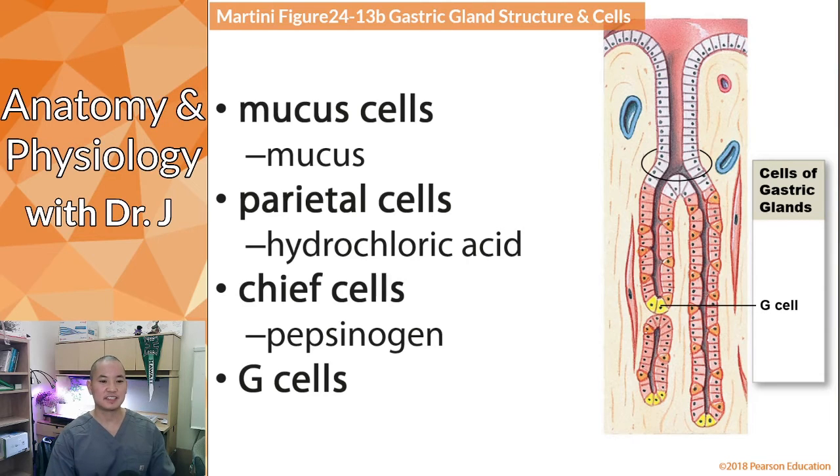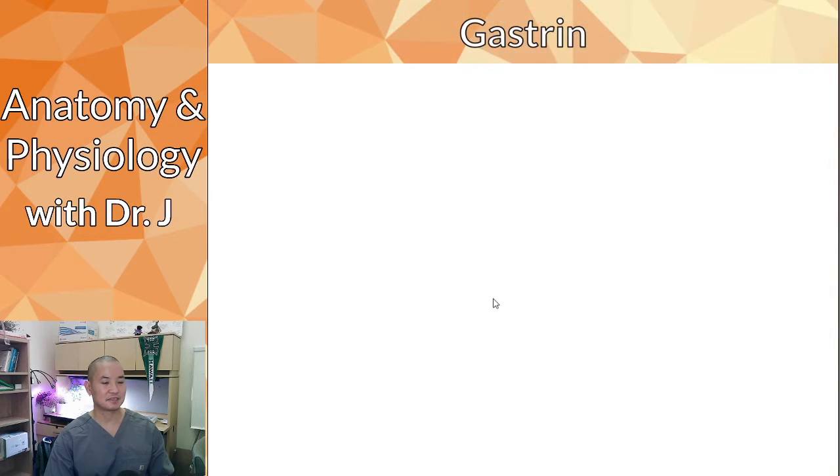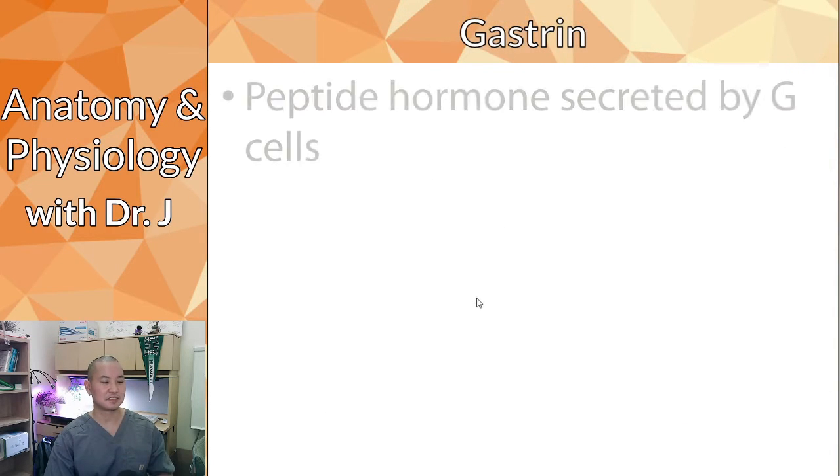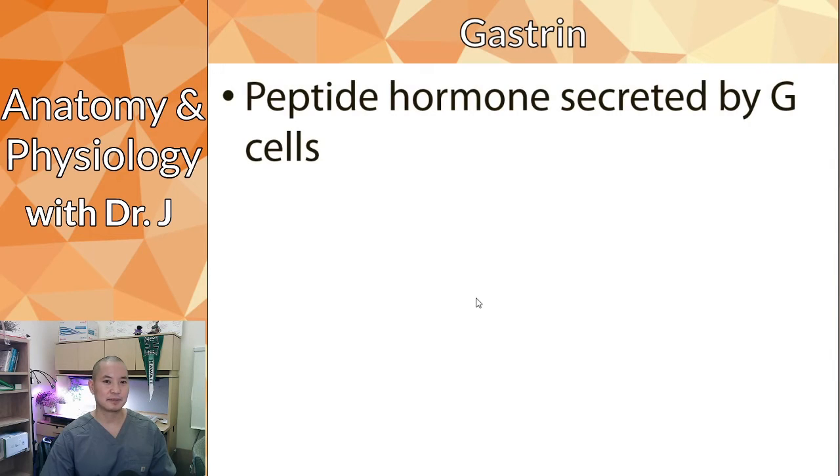Then you have G cells, and I love this name because it tells you pretty much what it's important for. They secrete a hormone called gastrin. Now this is definitely one of the GI hormones I want you to know. Gastrin has the gastro root word, so it refers to the stomach. So G cells make gastrin in the stomach. Now what does gastrin do? It does a whole bunch of things. It is a peptide hormone made by the stomach.